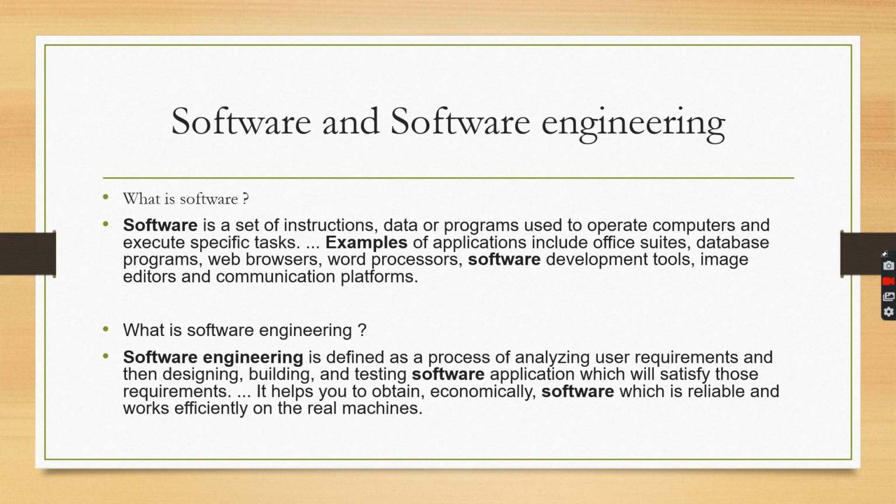What is software engineering? Software engineering is defined as a process of analyzing users' requirements and, based on the users' requirements, further dividing the work into designing, building, and testing the software application, which will satisfy all the requirements of the user. It helps you to obtain economically software which is reliable and works efficiently on real machines.